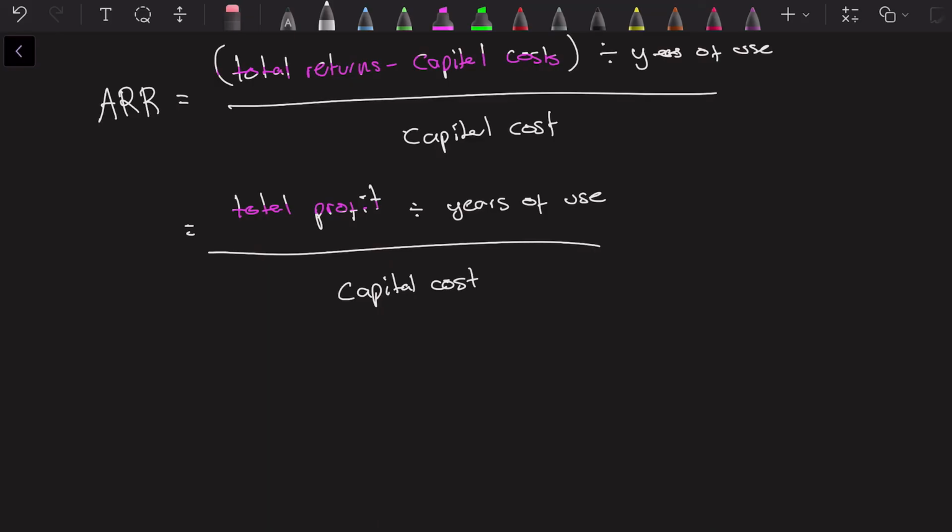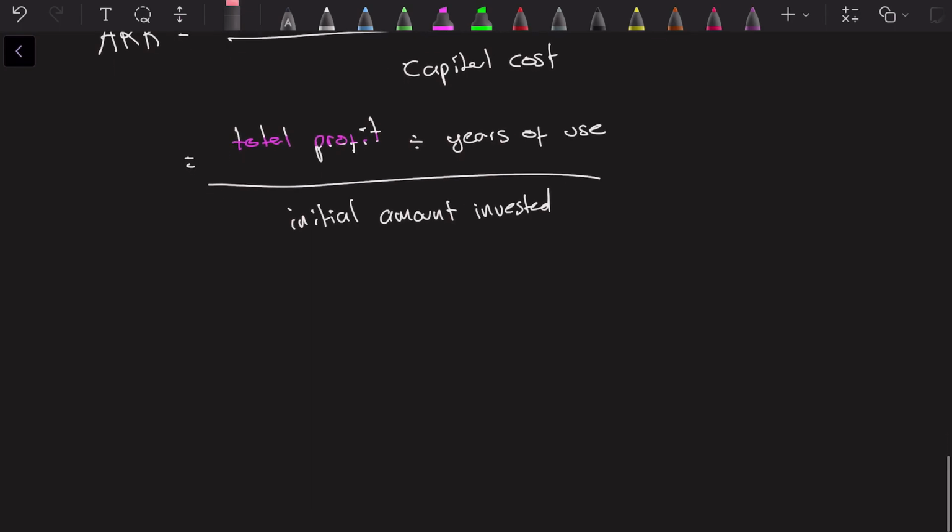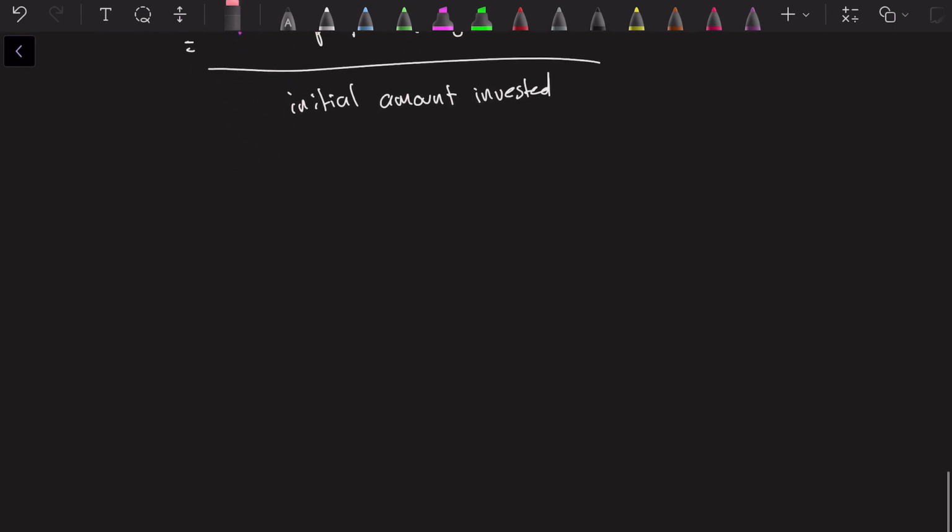And a nicer way to write capital cost, in my opinion, is just initial amount invested into the project. And usually you can see that in some kind of table, or they give it to you in a question. Initial amount invested. It's like, you know, the project costs 40 grand or something like that, and that's what you put on that denominator there. That will get you an ARR.